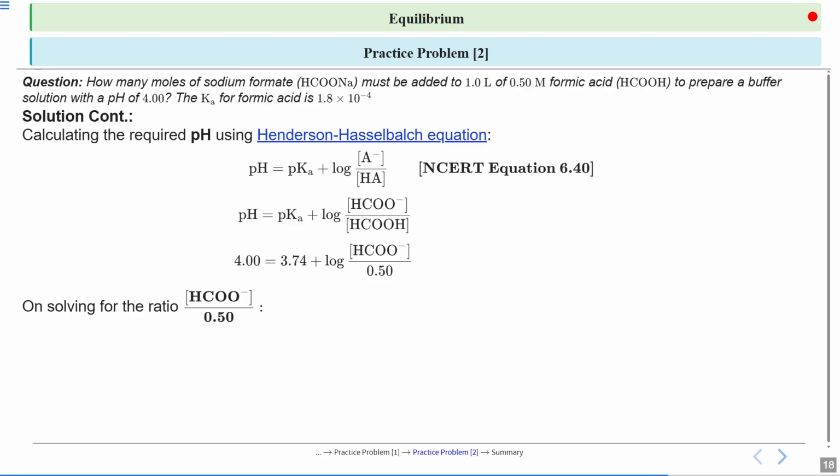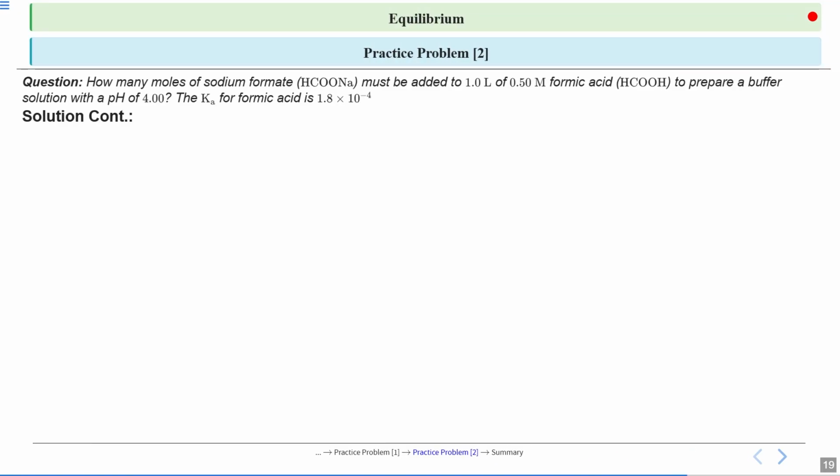Now on solving this ratio, what will you get? 4.00 minus 3.74, then log of the concentration of the conjugate base divided by the concentration of the acid which is being put, which is 0.50. Now just evaluate this further. This will be 0.26 is equal to log of the concentration of formate ion divided by 0.50. Now what you have to do is simply simplify this equation to get your answer.